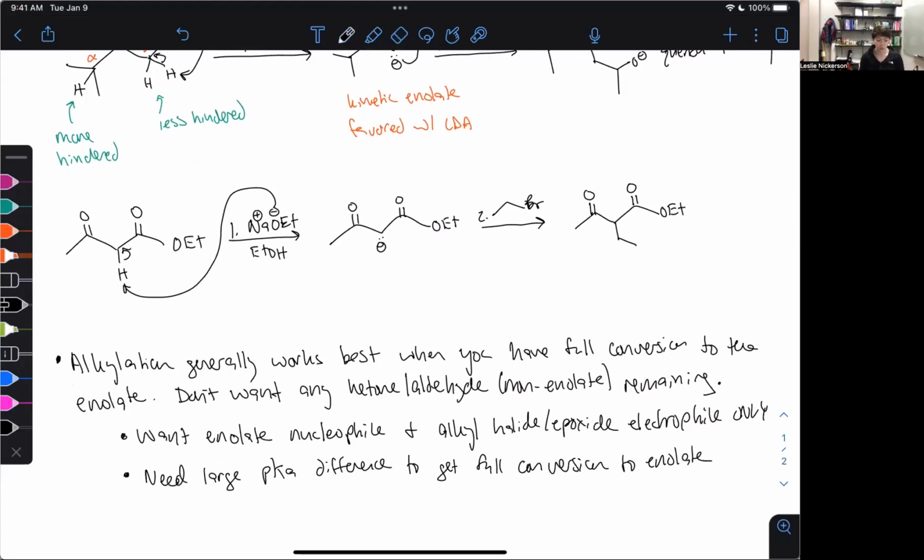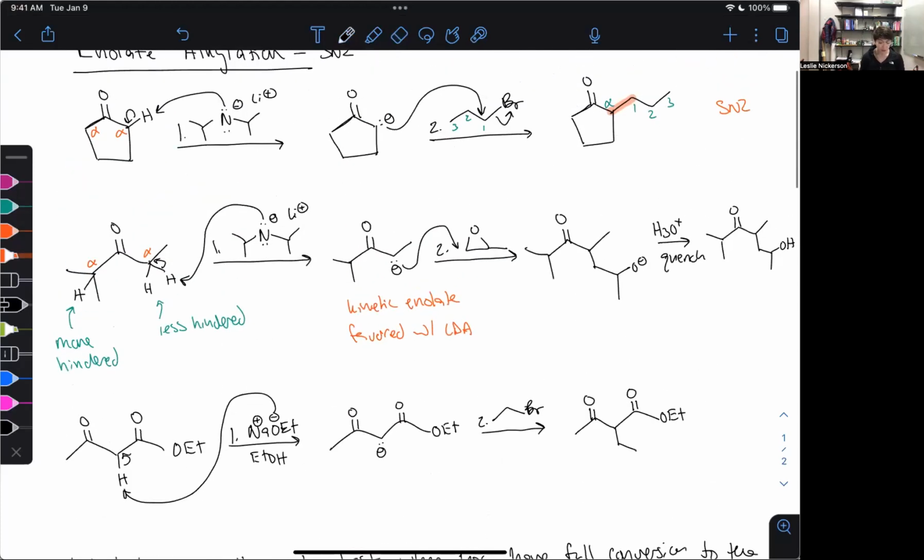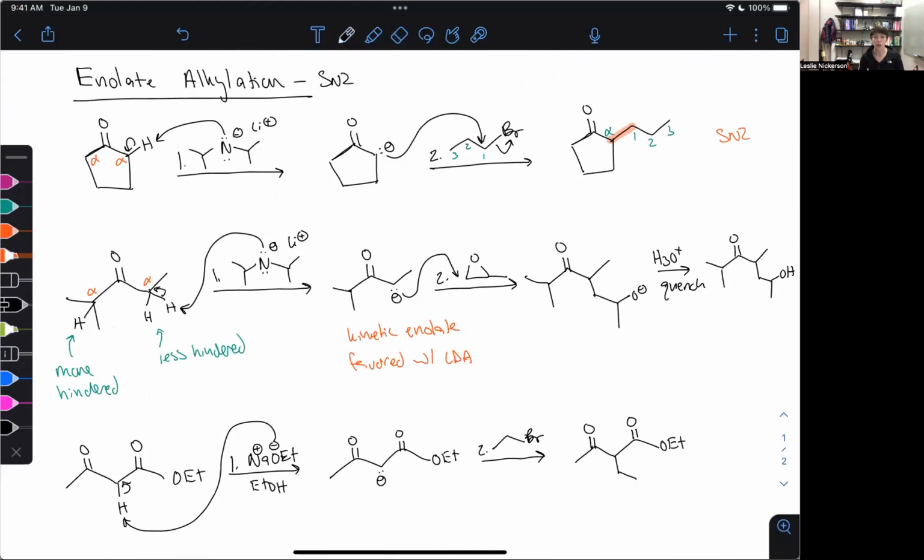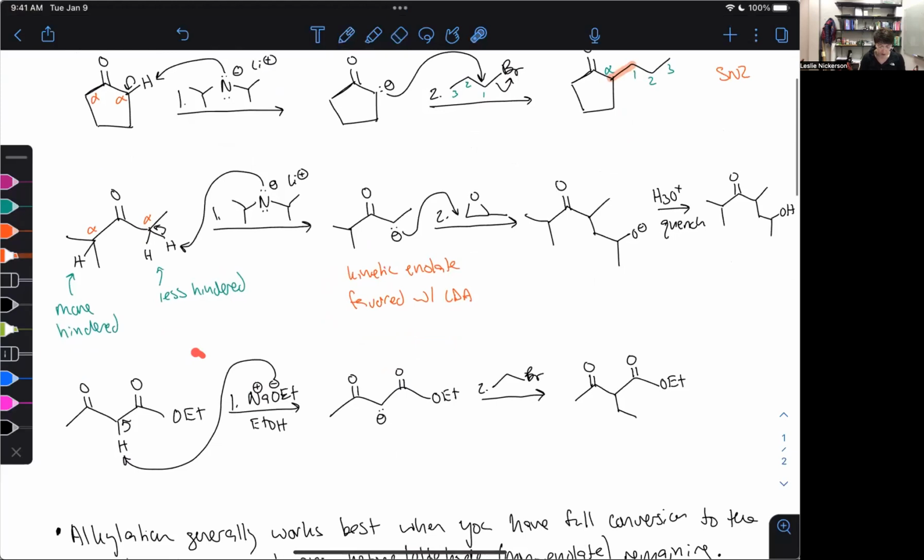Okay, so in this case, we did it by a couple of ways. The first way we did it is LDA. LDA is always going to be a good option. We do want to keep in mind that it does give us our kinetic enolates. But then another option is definitely to use a 1,3-dicarbonyl, and then you can use a milder base, but you still have a really big pKa difference, as we talked about in our first enolate formation video.